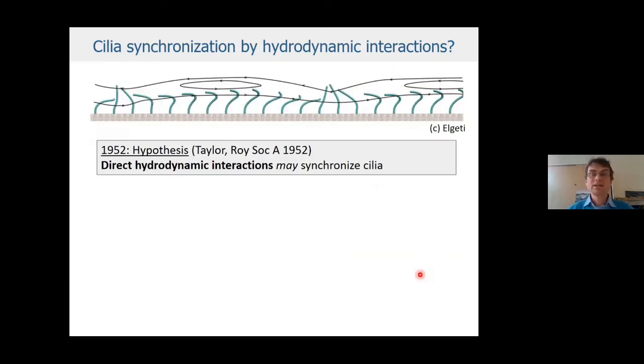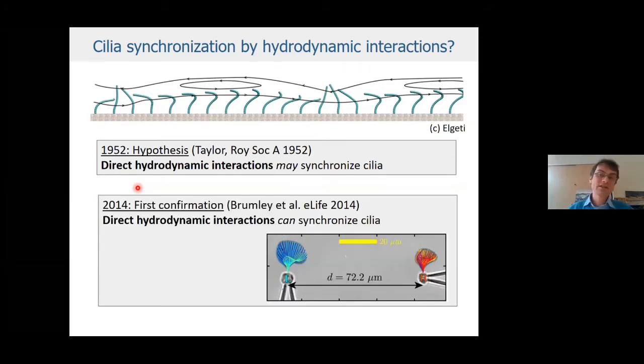So how can these cilia synchronize? There is no master clock, there is no global pacemaker. And already almost 70 years ago, Sir Taylor put forward the hypothesis that one cilium may actually feel the flow field generated by its nearby cilia. So one cilium beat sets the surrounding fluid in motion, generates a long-range flow field that is felt at a second cilium. And Sir Taylor hypothesized that these direct hydrodynamic interactions may synchronize cilia. And then it took until 2014, when in a landmark experiment, Brumley could show that indeed direct hydrodynamic interactions can synchronize cilia.